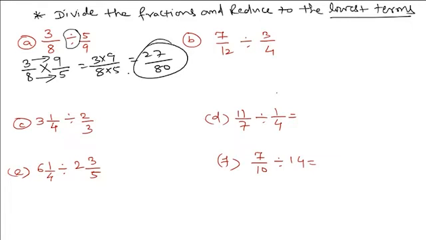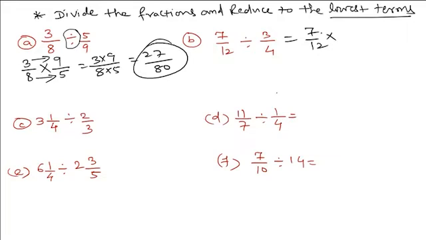So in this way, this is the lowest term, as 27 is an odd number and 80 is an even number, so we cannot divide it by the same number. That's why we write 27 by 80 as it is. Now, again we will write 7 by 2. So what we do here, 7 by 12.